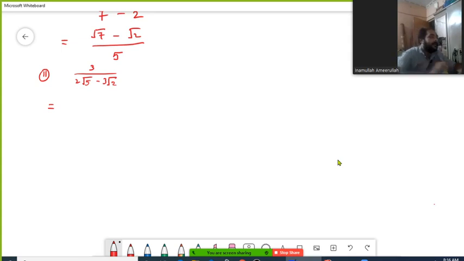I'll take the denominator. First we will write our fraction 3 upon 2 root 5 minus 3 root 2. Then I'll multiply by the denominator 2 root 5 minus 3 root 2 upon, since it is minus, here I'll take plus because we are changing the sign. Again, I'll repeat the same numbers: 2 root 5 plus 3 root 2.